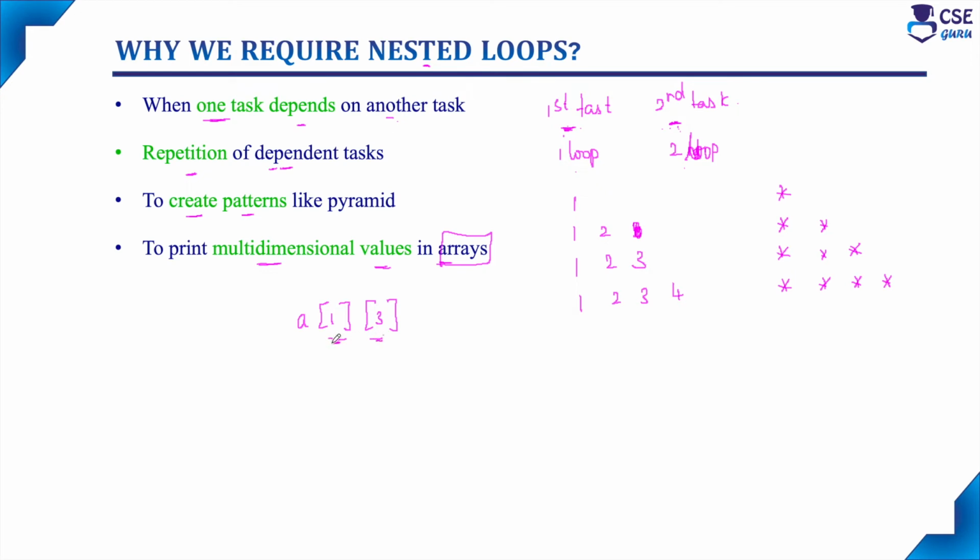To print the row value, we need to use one for loop, and to print the column value, we need to use another for loop. So nested loops are used to print multi-dimensional array values. When one task depends on another task, or for repetition of dependent tasks, or to print patterns like pyramids, or multi-dimensional array values, we need to use nested loops. These nested loops help to print the values easily with fewer lines of code.